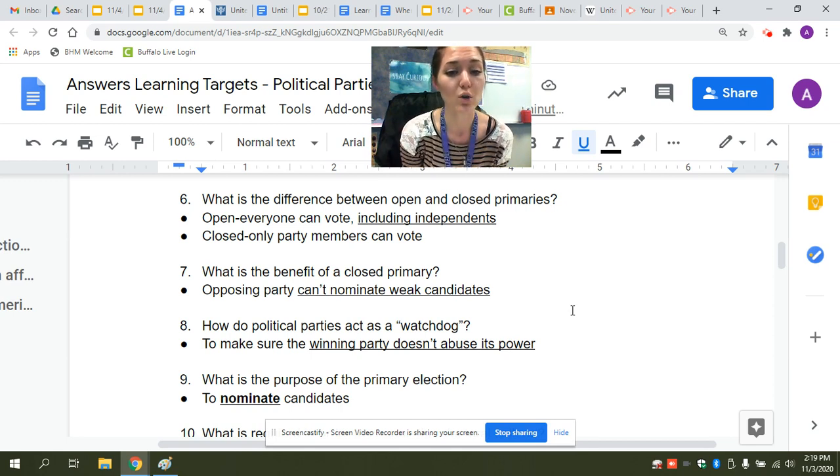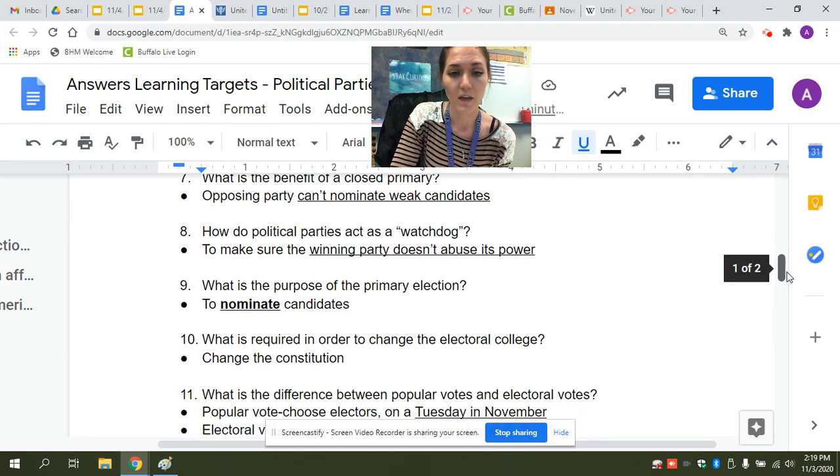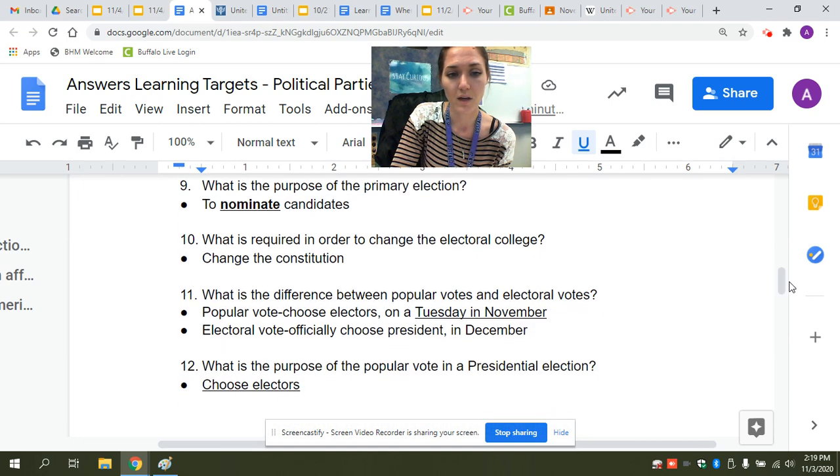Number eight, how do political parties act as a watchdog? They make sure the winning party doesn't abuse its power. So they're watching them, making sure they're following the rules and not abusing their power, overstepping their bounds. If you need more time to write that down, put the video on pause, push play when you're ready. Number nine, what is the purpose of the primary election? To nominate candidates. If you were to remember just one word for number nine, the word would be nominate. That's why it's bolded and underlined.